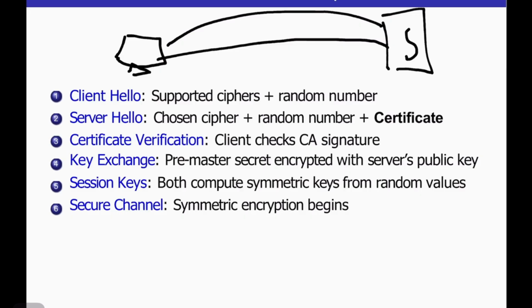So the client checks the CA signature to verify everything, and they exchange keys. The pre-master secret is encrypted with the server's public key. I think we'll get back to this one in more detail. We'll talk more about the key. So they'll exchange keys, and they will create a session key. Let me talk more about it so that we can understand what a session key is.